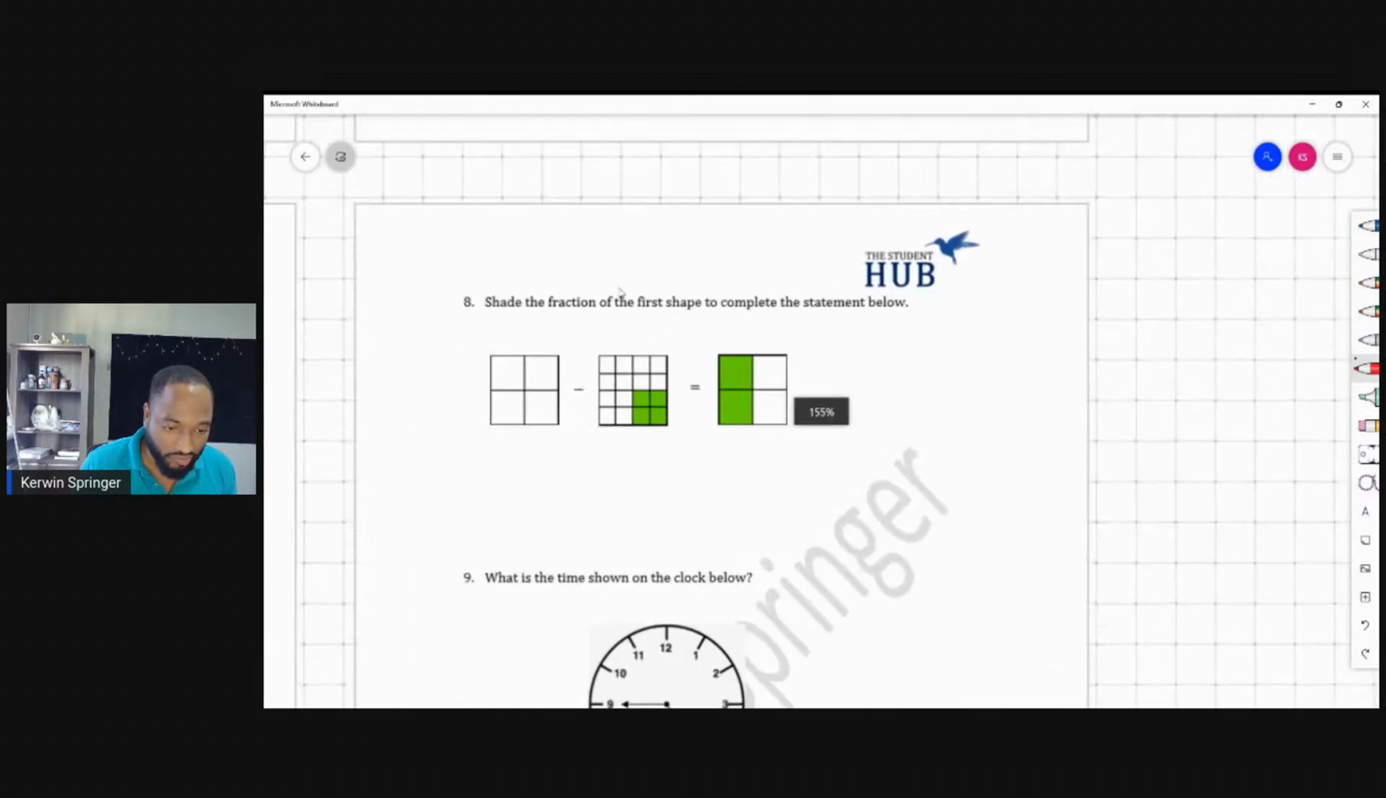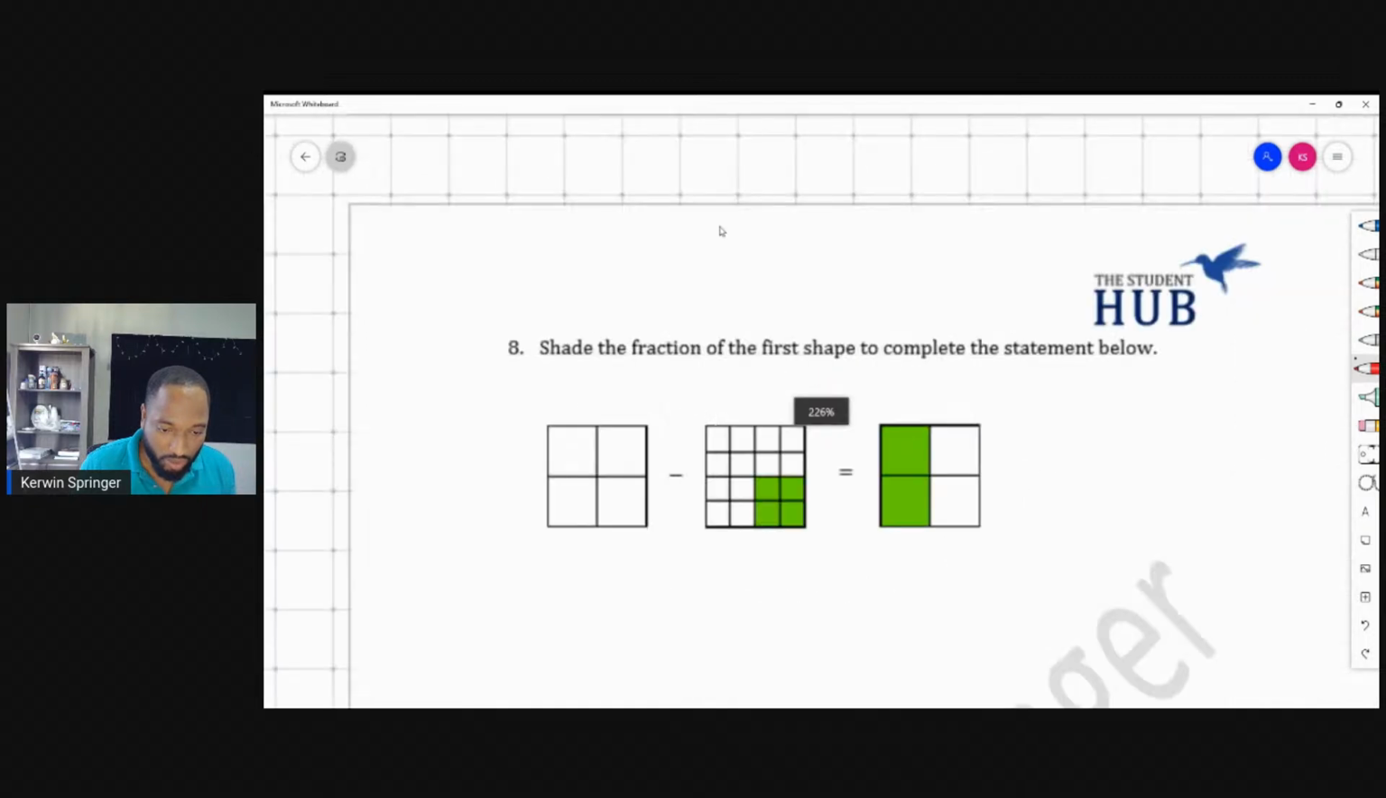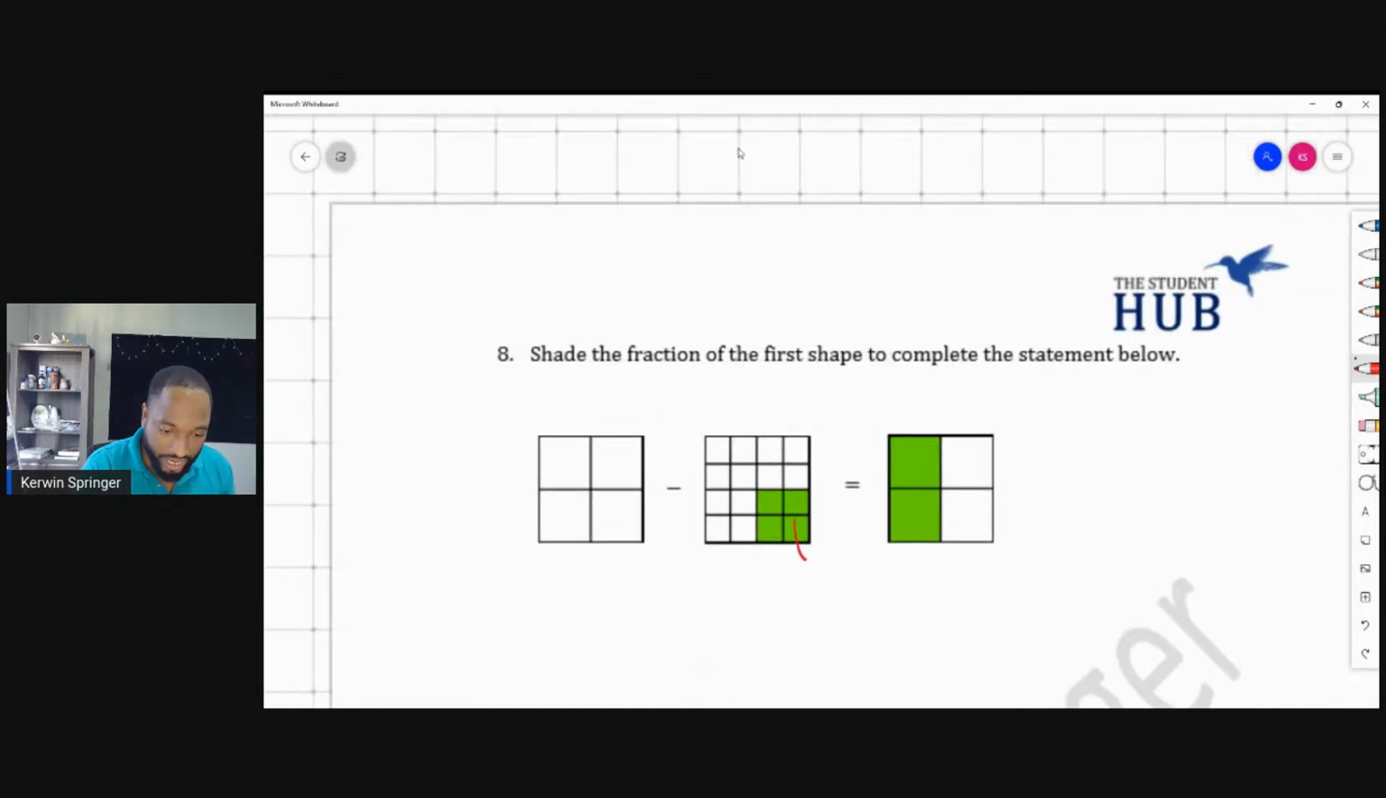Shade the fraction of the first shape to complete the statement below. Well, I'm seeing here that a quarter of the shape is shaded. A quarter of the shape is shaded. Don't mind to split it into, I don't know, 16ths. But this is 4/16 shading.